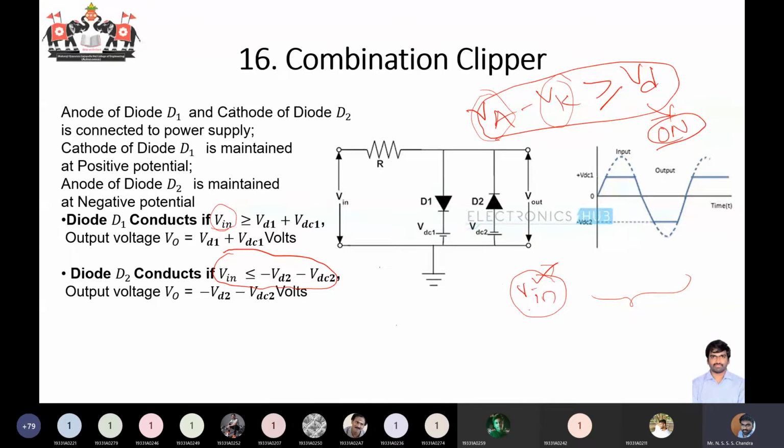Now when the diode D1 is conducting, what happens? This circuit will convert into this. Across the diode, the drop will be VD1, and then you have VDC1. Because this diode D2 is in off condition, this is open. And this is V0.